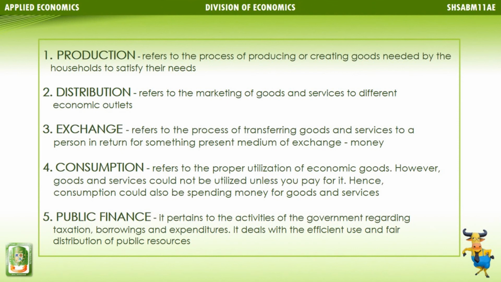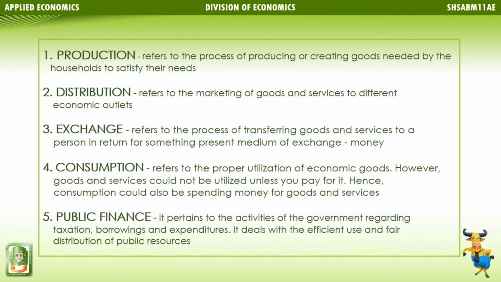From the divisions of economics, number 1, production refers to the process of producing or creating goods needed by the household to satisfy their needs. Number 2, distribution refers to the marketing of goods and services to different economic outlets. Number 3, exchange refers to the process of transferring goods and services to a person in return for something, and the medium of exchange is usually money.